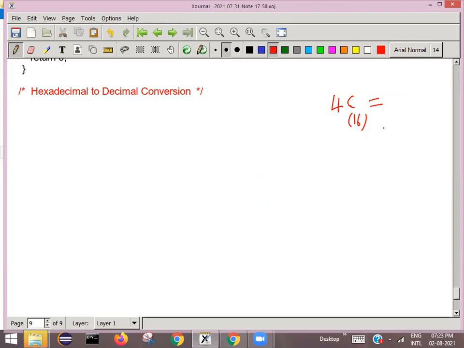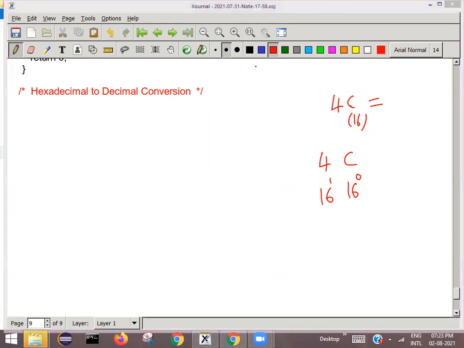So that means in this case, we need to multiply each digit from right to left with the powers of 16. So I write these two digits here, 4 and C. Starting from right to left, you multiply C with 16 power 0 and 4 with 16 power 1. If we have a next digit, that should be multiplied with 16 power 2, 16 power 3, 16 power 4. Like this, we need to increase the power from right to left.